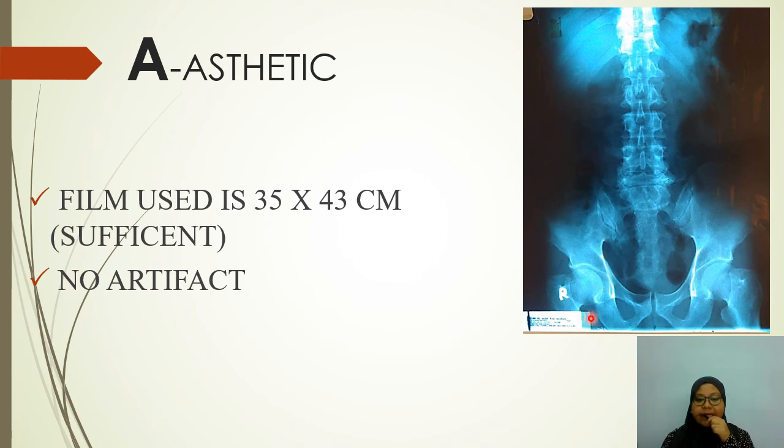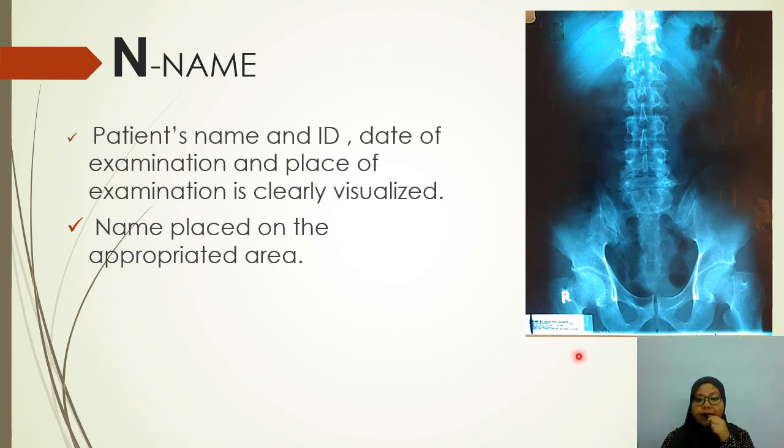Next is aesthetic. The film used is 35 by 43 cm. It is sufficient. And there is no artifact in this radiograph. Lastly is name. The name, we can see this in here. The patient's name and ID, date of examination and place of examination are clearly visualized, and the name is placed on the appropriate area. It is here, and it is out of region of interest. It is out of ROI.